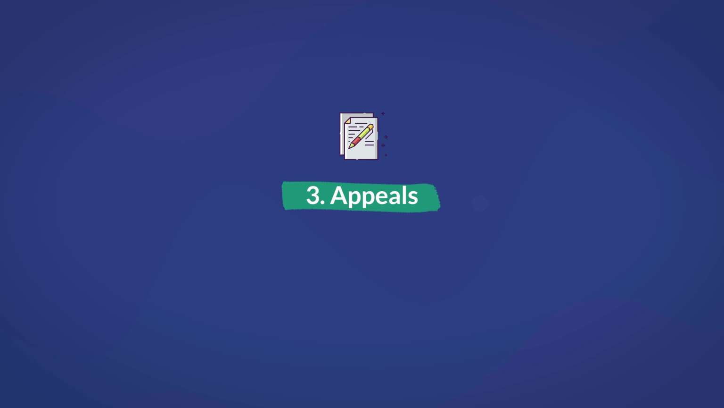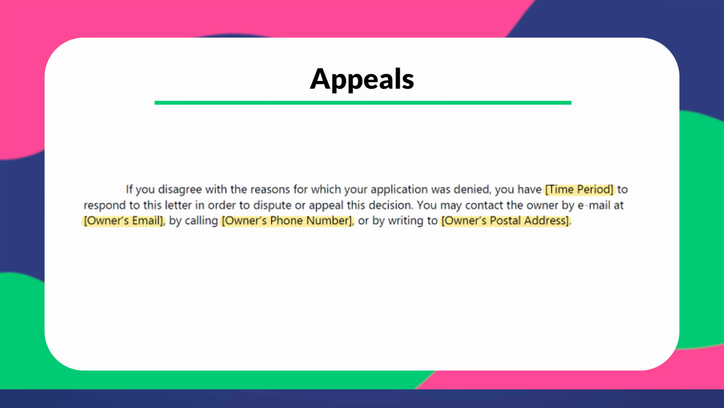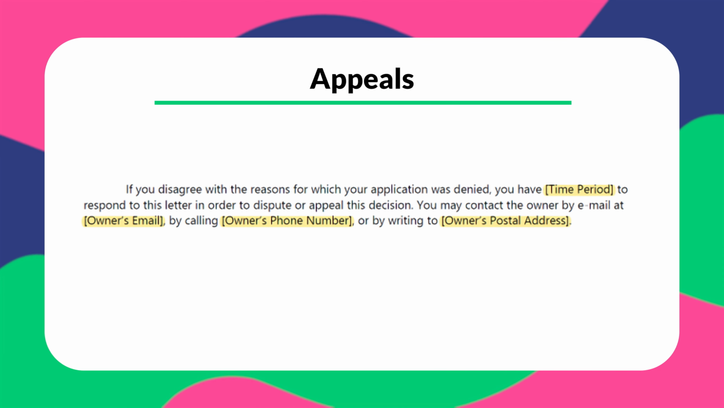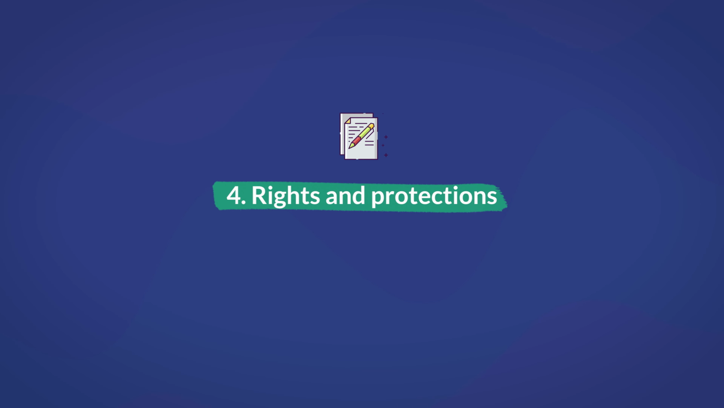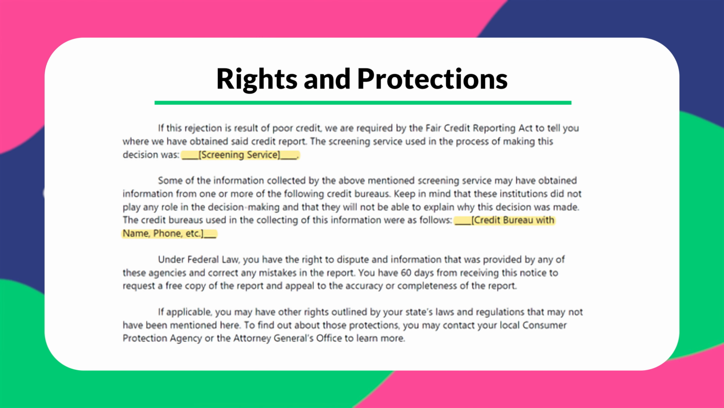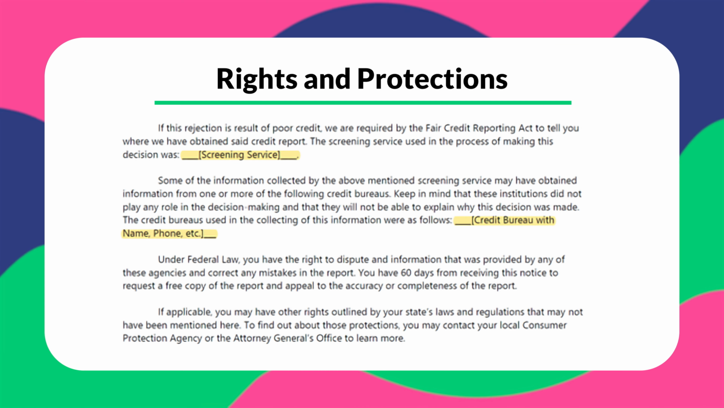Third is appeals. So next, if you decide to deny them, you can include information on how the applicant can appeal the decision. You should give some sort of time period and a person to contact when explaining their option to appeal. Fourth is their rights and protections. In this section, it's essential to include an accurate description of the rights and protections given to the applicant by the government. You could include information about the Fair Credit Reporting Act, the Fair Housing Act, or any other legal information you find necessary. This is an important section because if not included, the applicant can claim that they were not made aware of the rights that they had.